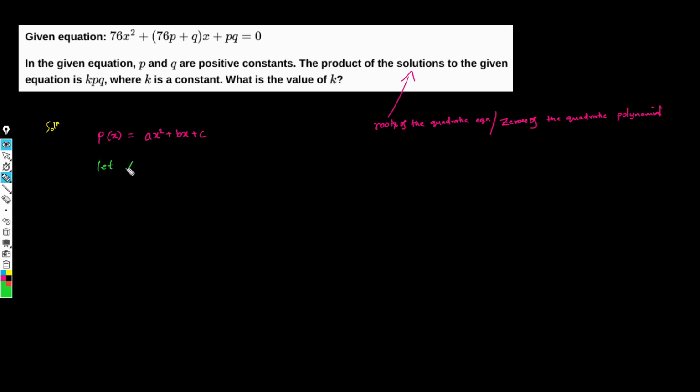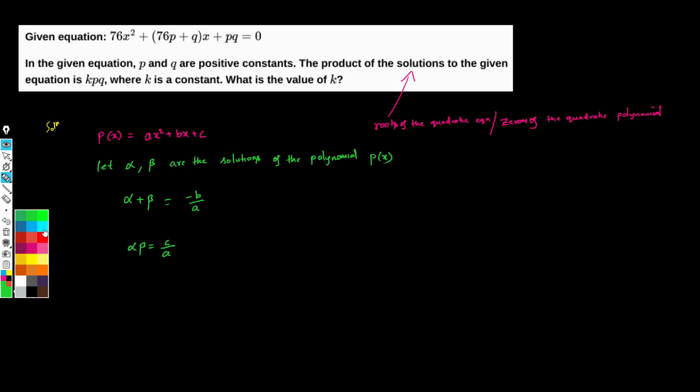Let alpha and beta be the solutions of the polynomial p of x. Then what would be the sum of the roots or sum of the zeros? It is given by minus b by a, and the product of the zeros would be c by a. Sum of the zeros is given by negative coefficient of x divided by coefficient of x square.